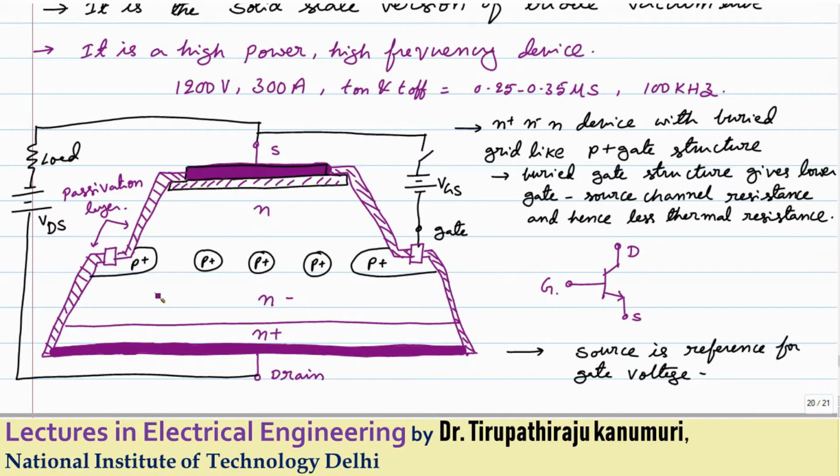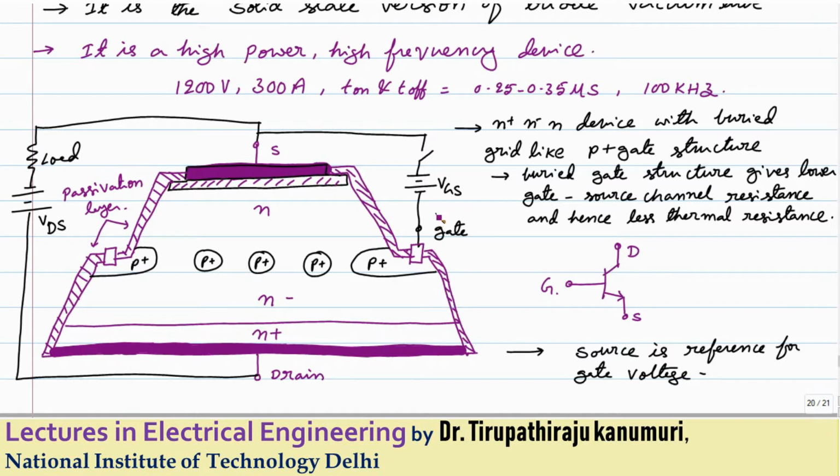Now in between, the P layer is provided. These P layers are formed in the form of a grid, because this is formed as a P type. It is a buried grid like P type gate. So this is connected to the gate.